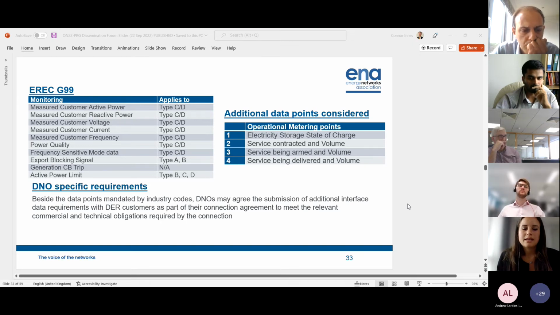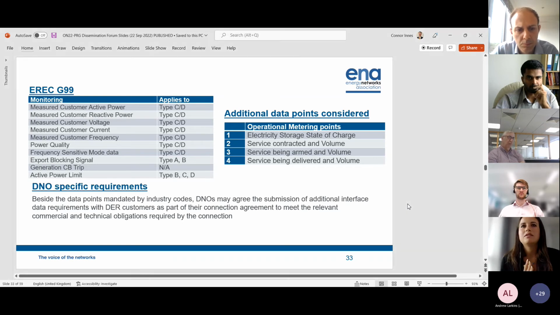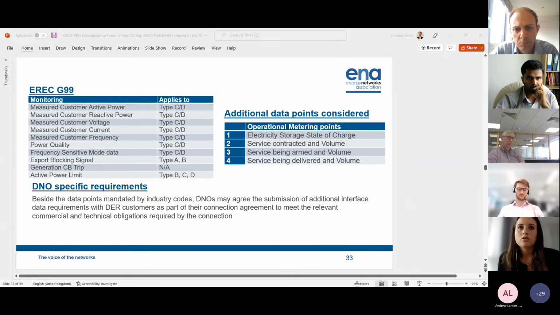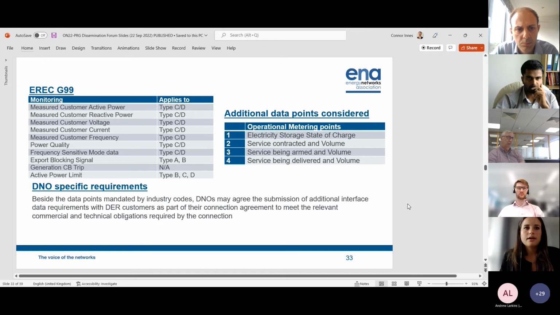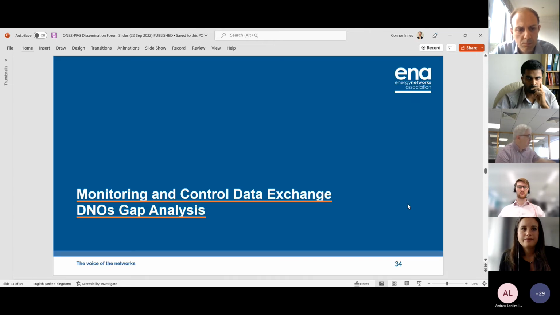And besides that, we also looked at additional data points which are currently not requested by G99 or by any of the DNO, but that we believe would be really beneficial going forward. One of these is electricity storage state of charge, and the other is visibility of the service which is being delivered in real time. And I'm going to go through the use cases later. Moving on to the next slide, please.